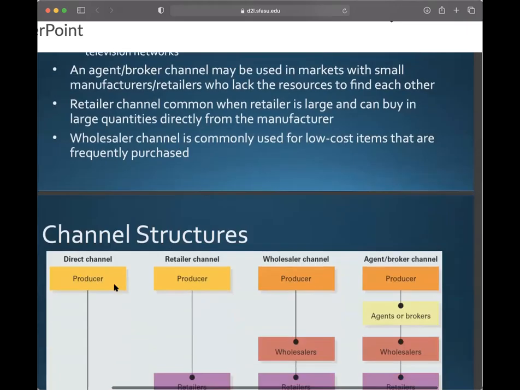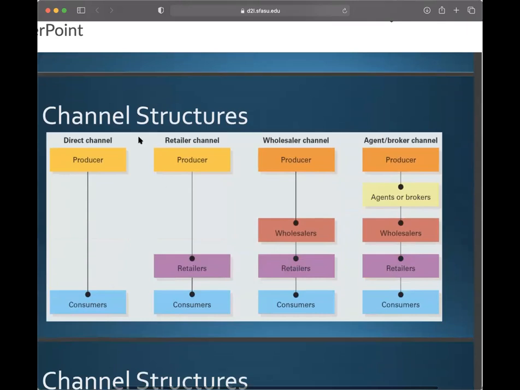You can also, oh, I like this. Okay, let's look at this. These channel structures, I think this is just like the easiest way to understand how this can work. And there's lots and lots of different ways. There's this direct channel, right? Apple produces it, they sell it to me. Retailer, Apple produces it, they give it to Best Buy, who sells it to me.